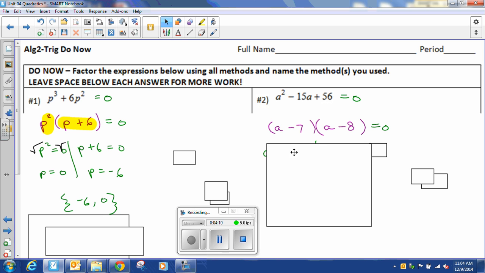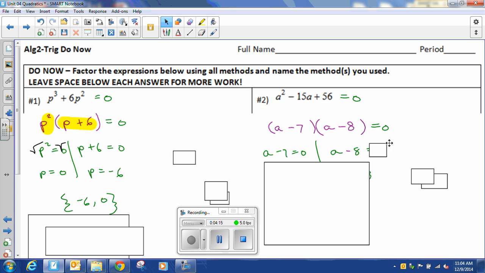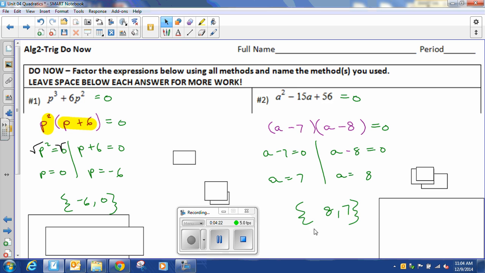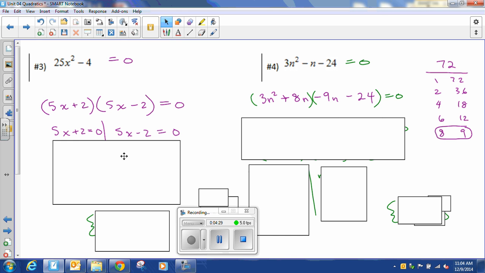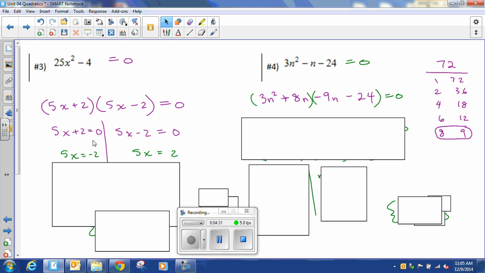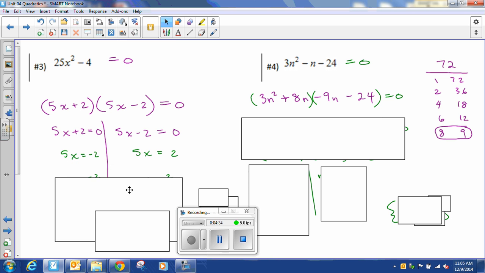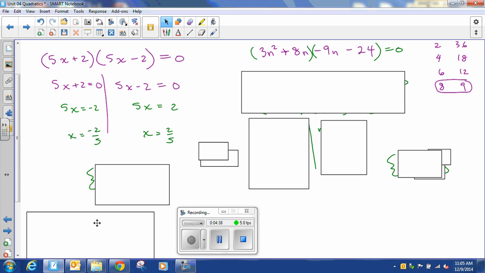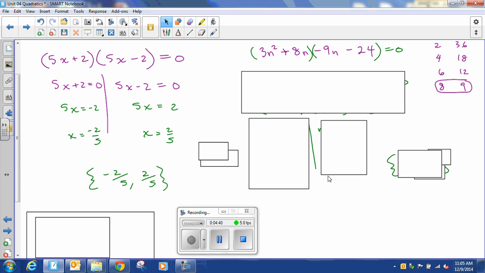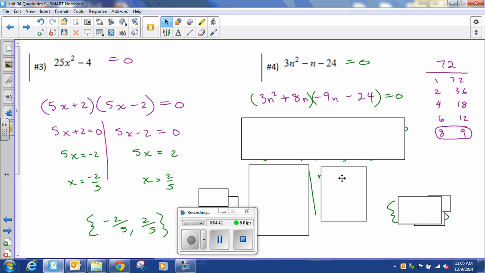Number 2, we have a minus 7 equals 0, or a minus 8 equals 0. Add 7, add 8, our solution set is 8, 7. Number 3, classic difference of perfect squares. We set each of these factors equal to 0. We subtract 2, add 2, divide by 5, and our solution set is negative 2/5, positive 2/5.